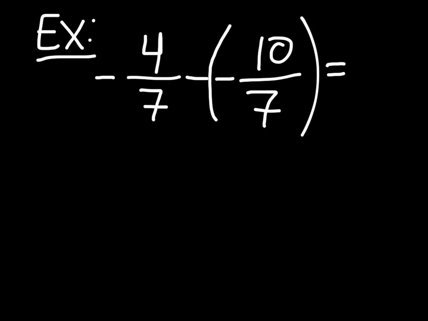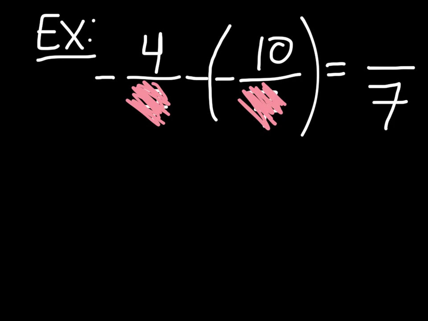What is my denominator for the answer? 7. Bam. Once you know that denominator is 7, just ignore these. Don't pay attention to them. Don't lose your lunch over it. It's a very bad idea.